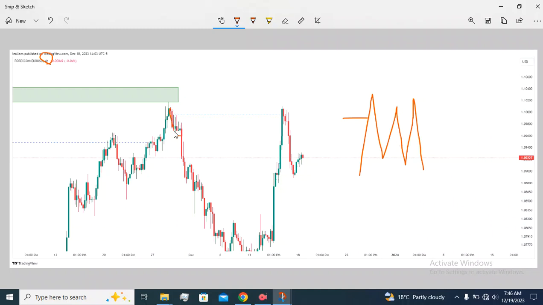So first leg is this one, and there was a break of structure. Then its high, which is right above here, this is where you take your entry. This is where you take your entries and ride the market, potentially targeting this lower low. So this is exactly what happened.